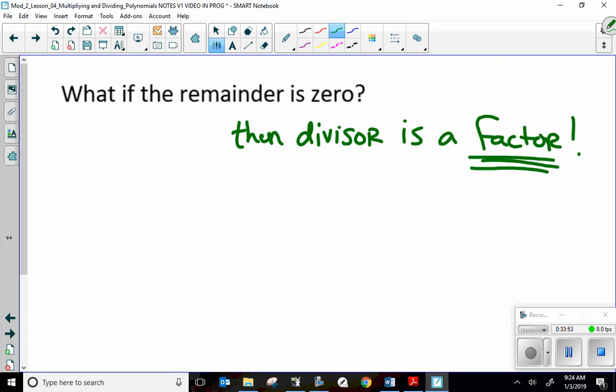Remember, we factor things. It's important to know how to factor, right? I say you need to know that all the time. So if I do the remainder theorem and my remainder is 0, then I know what I'm dividing in is a factor.